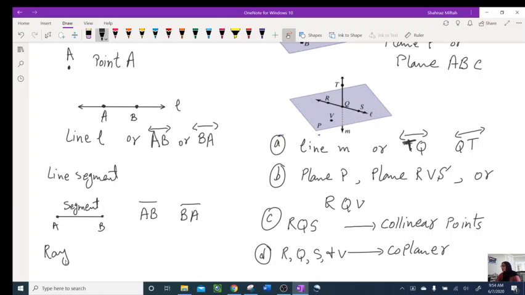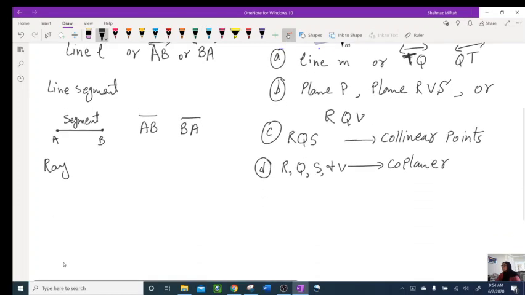How does a ray look? A ray is a part of a line. It consists of an endpoint and all points of the line on one side of the endpoint. So a ray is this. Look, you have an arrow on one side and you have a point up here. It started in this direction. If I name this A, and I also make a point up here, B, that's a ray.